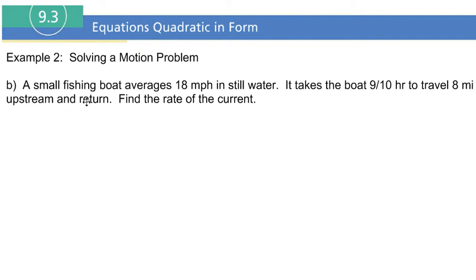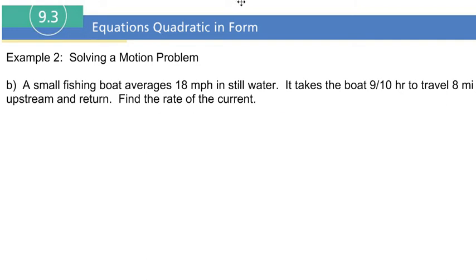All right, so we have a small fishing boat that averages 18 miles per hour in still water. So it's a little putt fishing boat, 18 miles an hour, not too bad. And it takes the boat 9/10 of an hour to travel 8 miles upstream and return. So its total time is 9/10 of an hour, and it travels 8 miles up and then 8 miles back down. Find the rates of the currents.